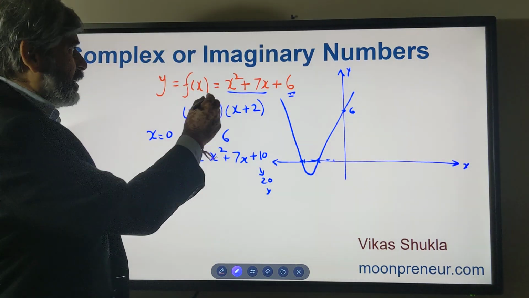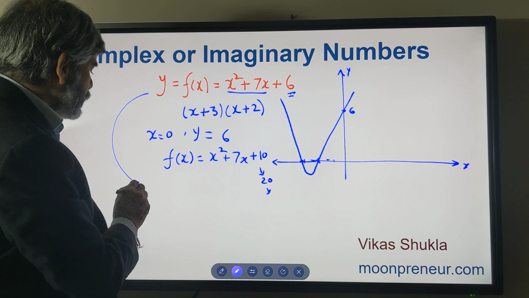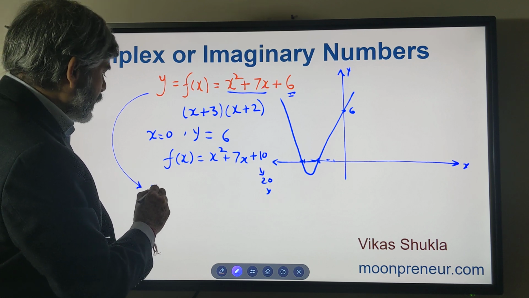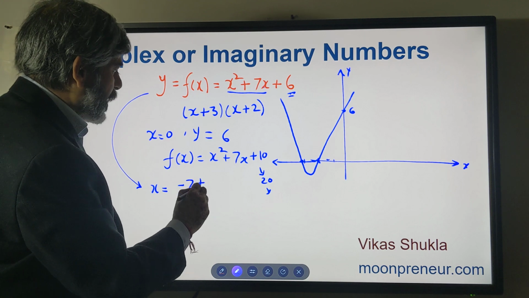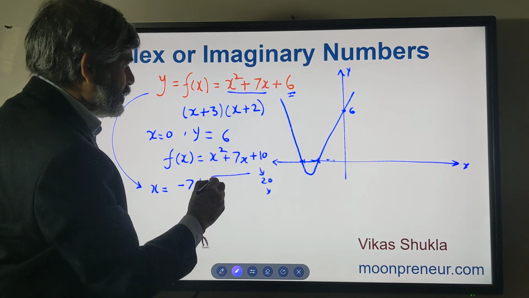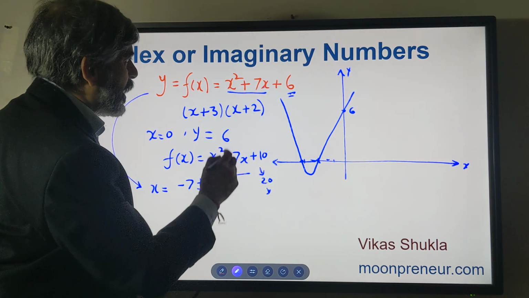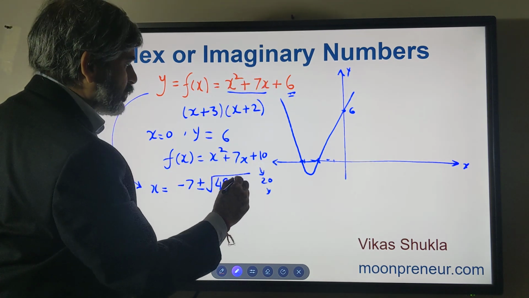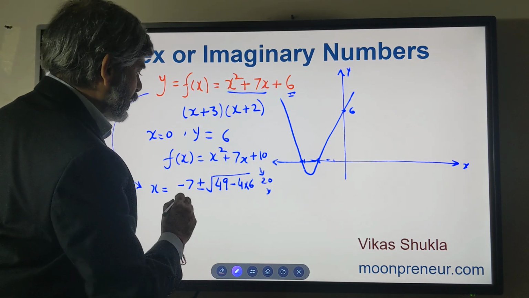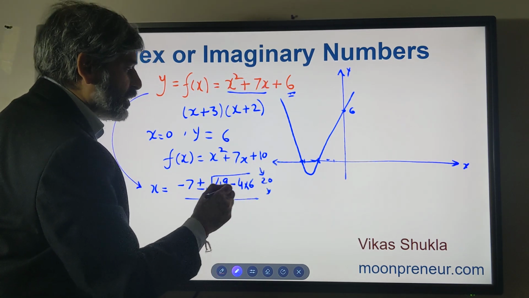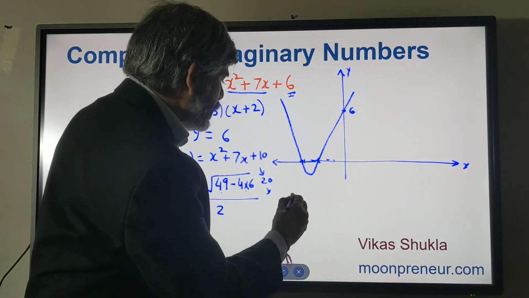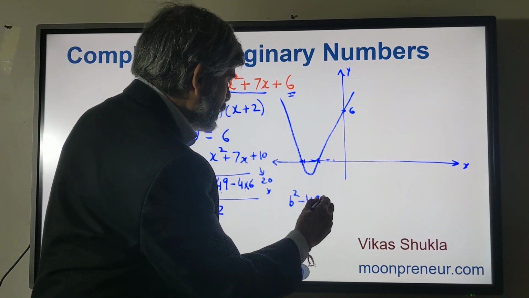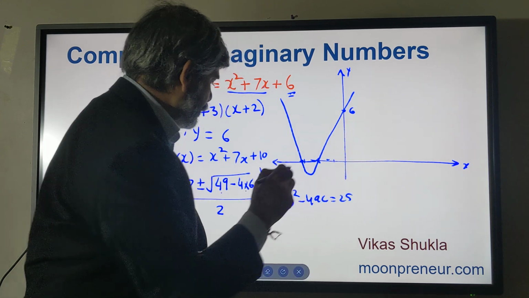And how do we know that? We know that to solve this equation, x is equal to minus b plus minus square root of 7 squared, which is 49, minus 4ac, which is 4 into 6, divided by 2a. So 49 minus 24 is 25. So b squared minus 4ac is 25 here.